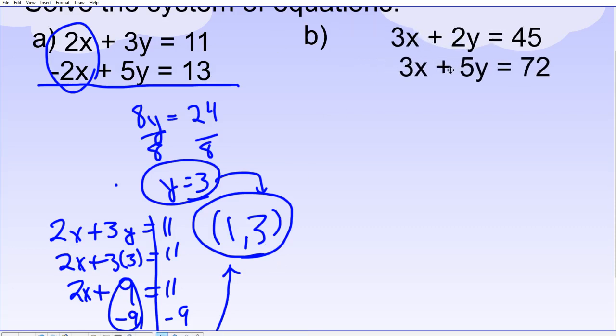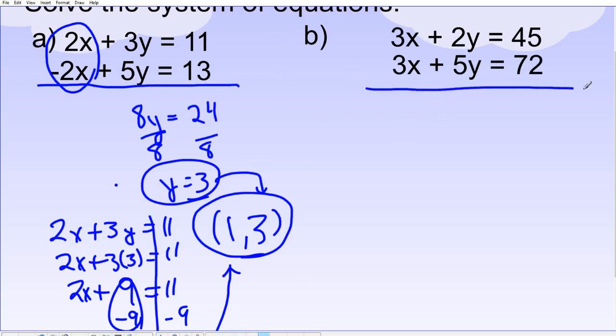Okay, so we take the equations. I'm doing letter B now. We take the equations. We set them up and down. Boom. Make sure everything is lined up. X's and y's and constants. Yes. We need one of the variables to cancel out when we add. If I would add right now, check this out.